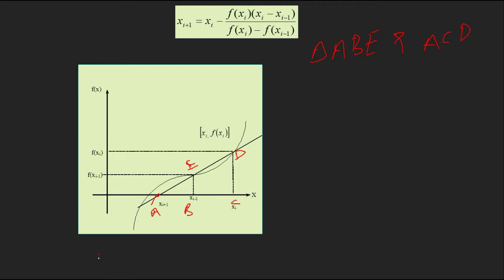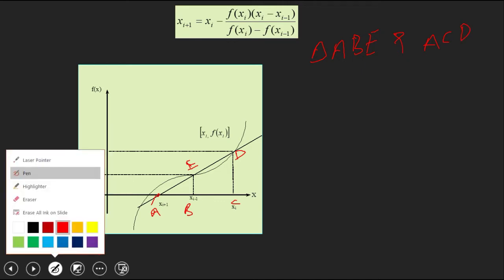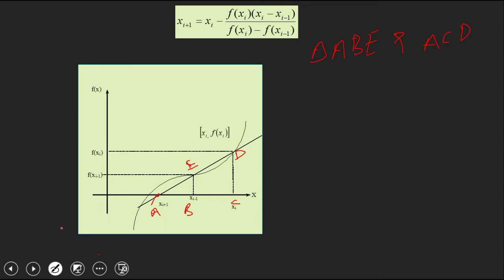So from the drawing, triangles ABE and ACD are similar. What does it mean? It means that if all the angles of the triangles are the same, then the triangles are called similar triangles.